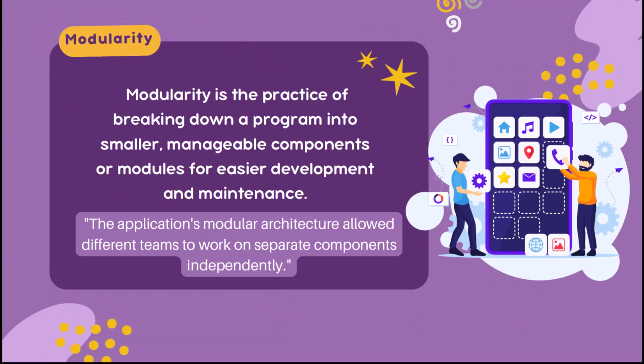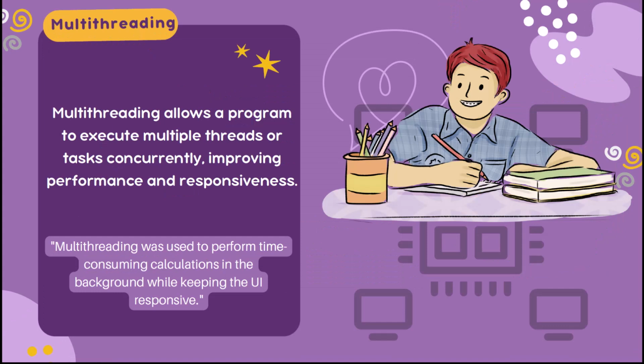Modularity. Modularity is the practice of breaking down a program into smaller, manageable components or modules for easier development and maintenance. Example: the application's modular architecture allowed different teams to work on separate components independently. Multithreading. Multithreading allows a program to execute multiple threads or tasks concurrently, improving performance and responsiveness. Example: multithreading was used to perform time-consuming calculations in the background while keeping the UI responsive.